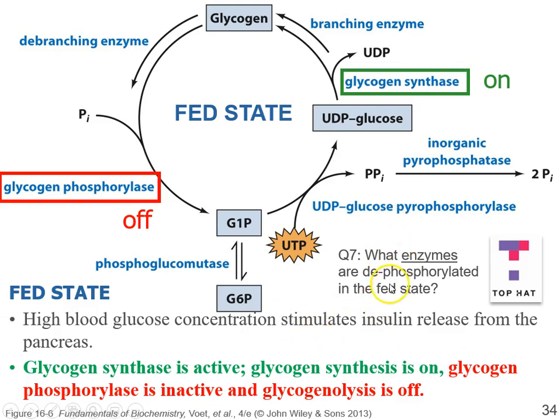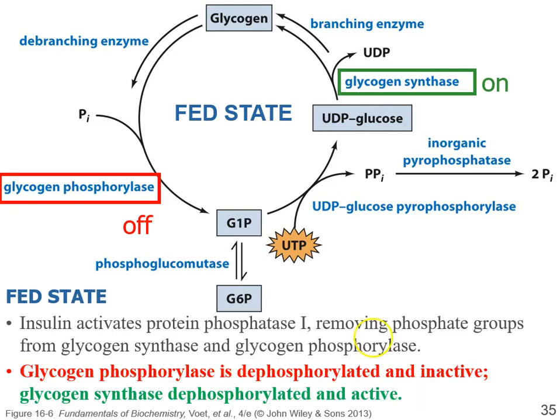So now my question was, what enzymes are dephosphorylated? Well, it's both of them. We're going to take the phosphate group off of both of these enzymes. So the protein phosphatase 1 that was activated by insulin will remove the phosphate groups. Glycogen phosphorylase was active when there was a phosphate on it, but now that you take the phosphate off, it's not active anymore. And remember, glycogen synthase was inactive when it was phosphorylated, but now that we take the phosphate off, the glycogen synthase is on.